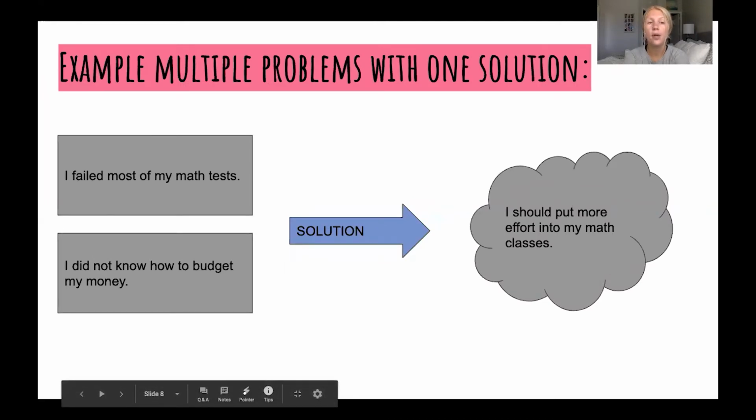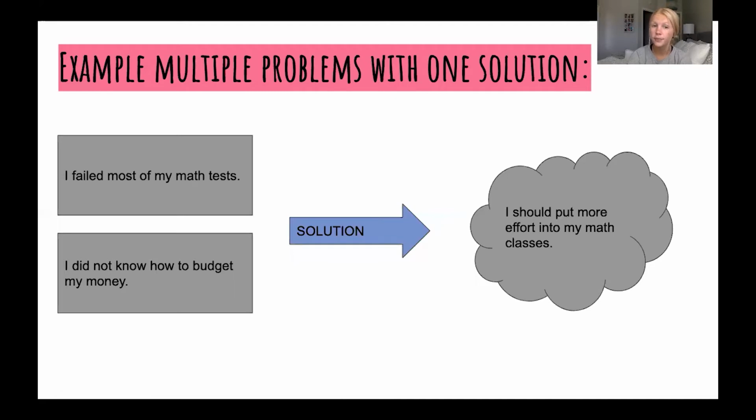This is an example of multiple problems with one solution. So it's the opposite of our last one, our one problem with multiple solutions. This is an example of multiple problems with one solution. So our problems are, I failed most of my math test. I did not know how to budget my money.